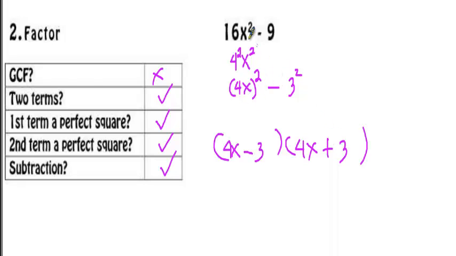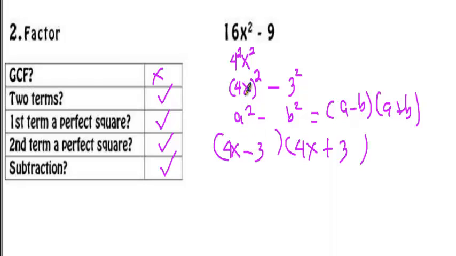Now note that this 16x squared minus 9 was written as a squared minus b squared, where a is equal to 4x and b is equal to 3. When you write the factors of a squared minus b squared, it should be a minus b, a plus b. So that's our a and b, so a minus b, a plus b.